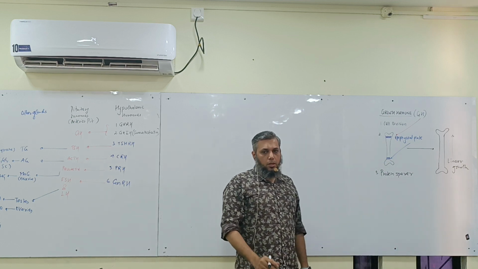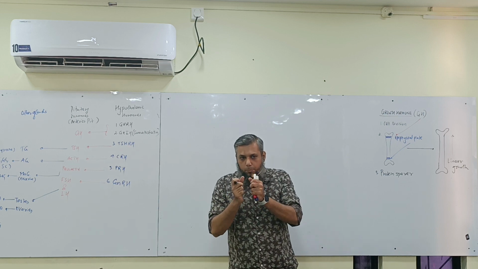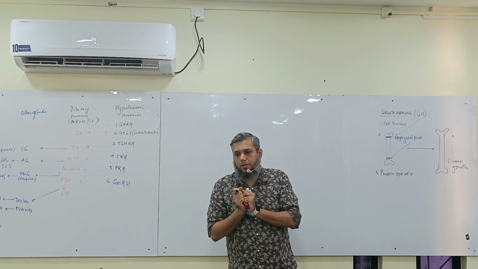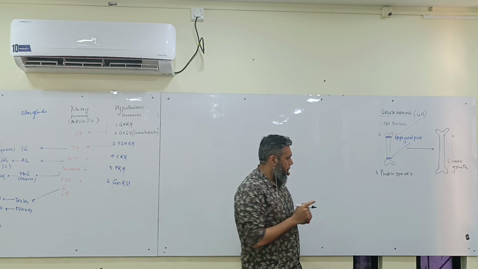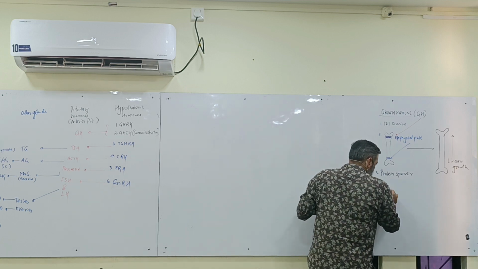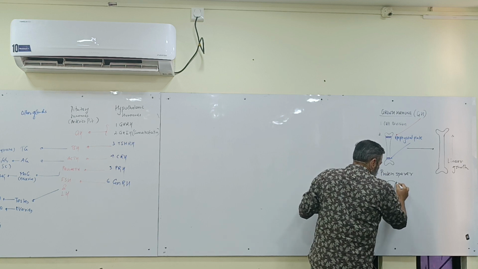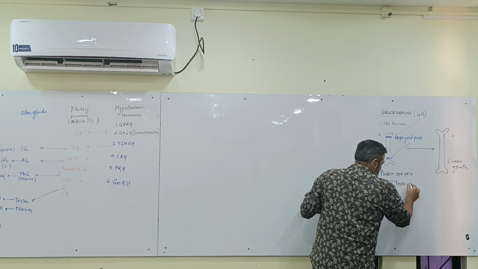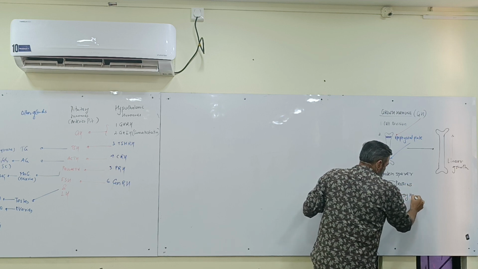Protein sparer means it does not allow the cells to use up proteins as a source of energy. That is what you mean by protein sparer. It will not allow the cells to use the proteins as an energy source.